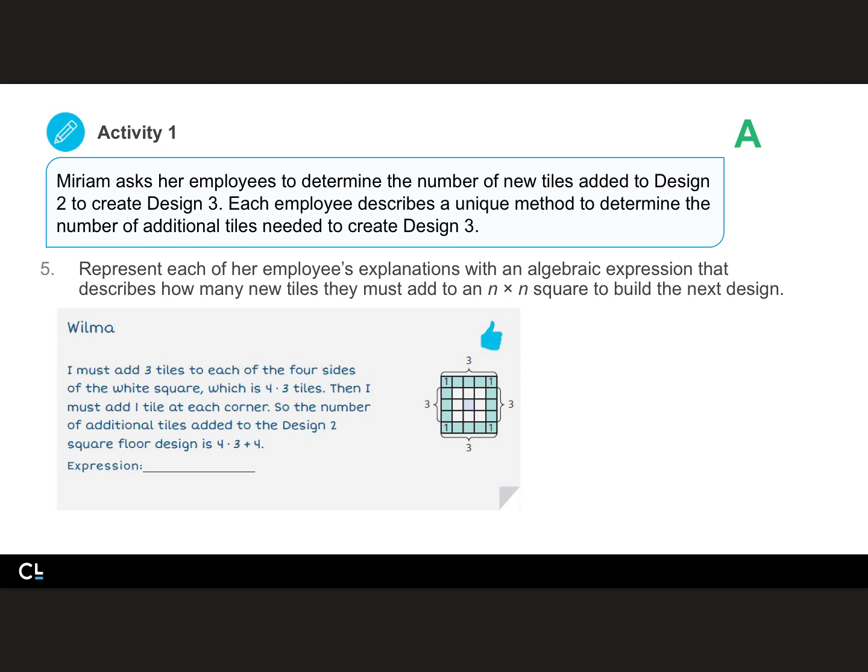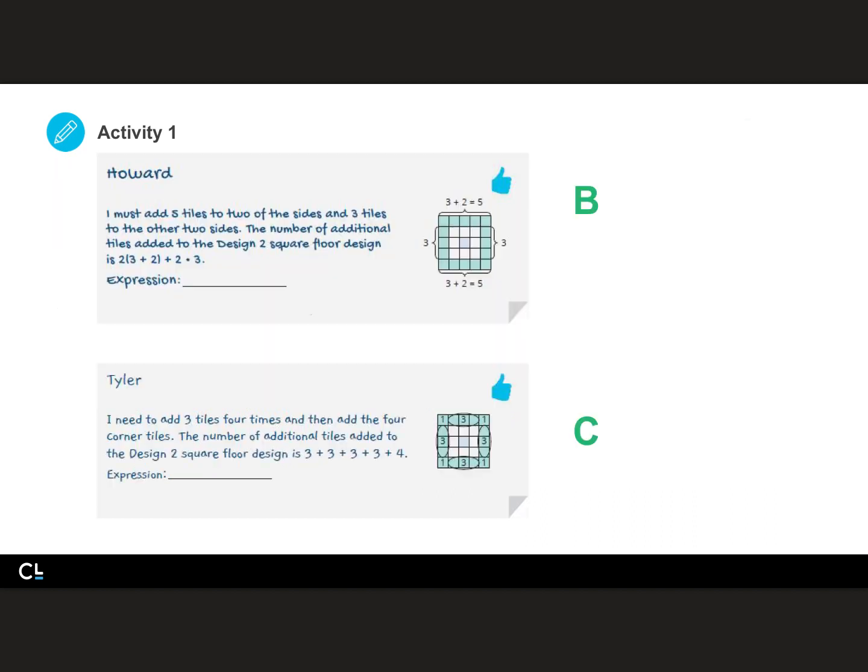So now we have a student who has written an expression to represent the tiles that need to be added to get design 3, and we're going to turn that into an expression with a variable. So this student looked at it as there's these 4 sides that have a length of n, the design number, in this case it's 3, so there's 4 sides with a length of n, and then you have these 4 corners. So we'll add on those 4 corners.